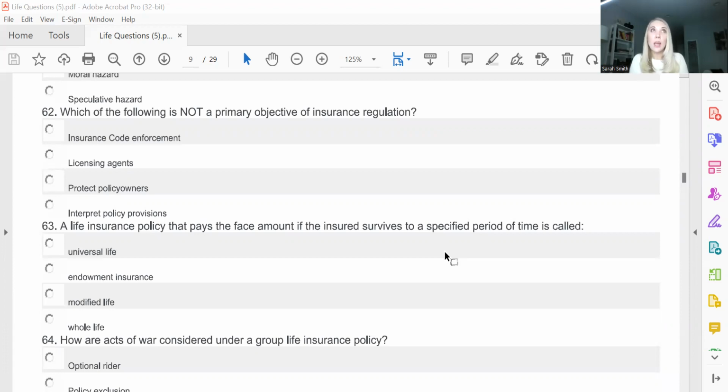It's the same way that, let's say, USAA and AAA and Geico, their policies all have the same purpose, right, to insure you for your car or your home, whatever have you, but the policy provisions are going to be slightly different, the pricing slightly different in each of those companies. So the companies themselves that are creating their policies with their own provisions will be the ones to interpret, but not the state, not the commissioner. It's not a primary objective of insurance regulation. That would be protecting policy owners and insurance code enforcement.